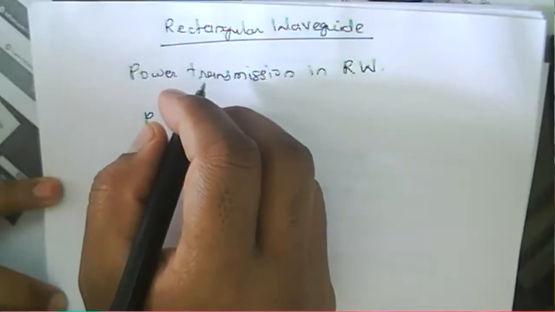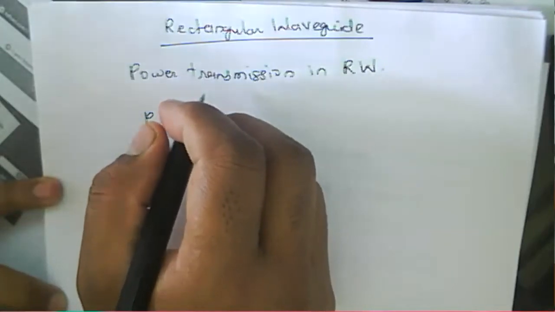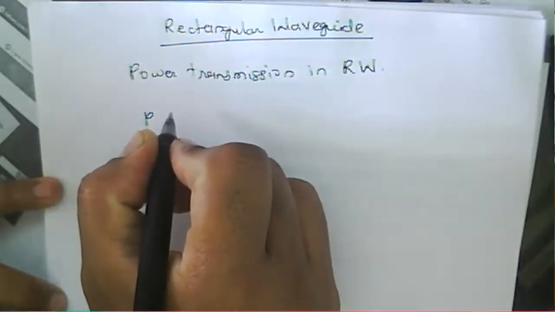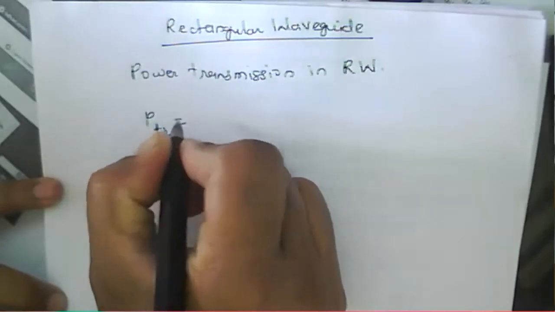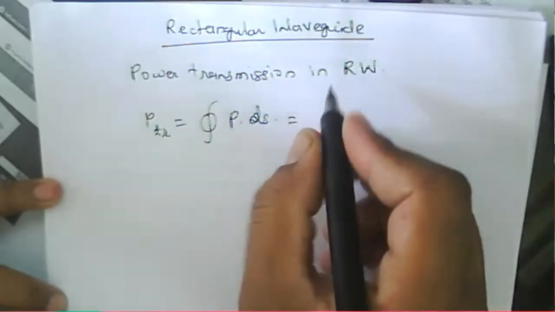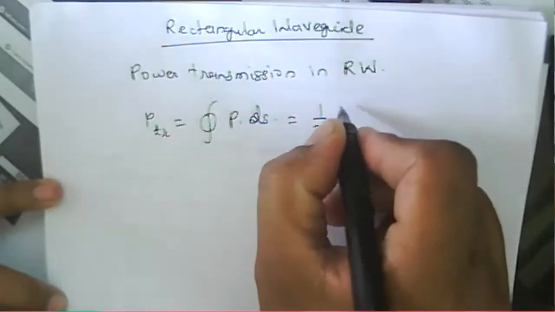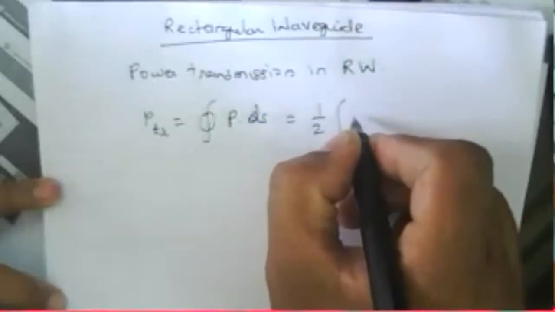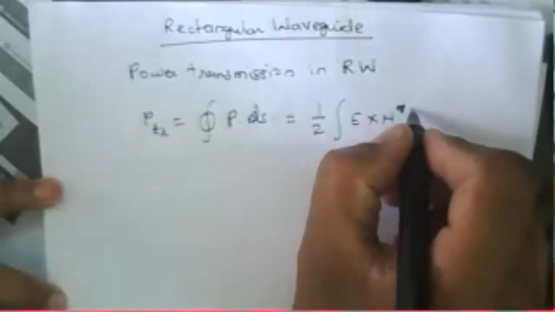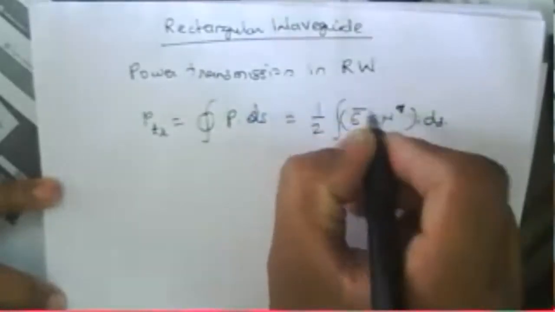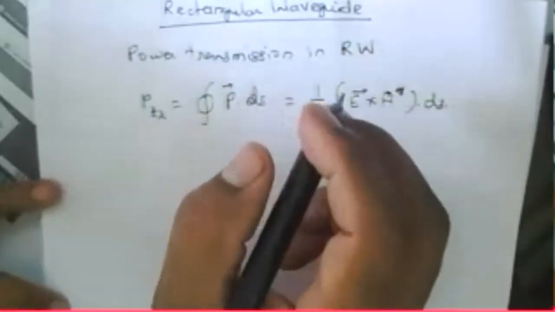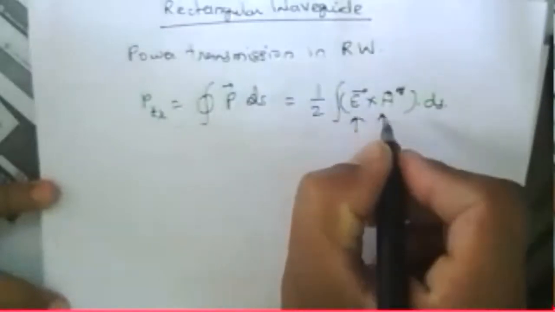So consider that the guide is perfectly terminated, there is no reflection, and the guide is infinitely long. In that case, we can obtain the power transmission for a given closed surface, the transmitted power, which is nothing but the Poynting vector, expressed in terms of E cross H complex conjugate into dS. This is a vector quantity. Power is again a vector. So we can obtain the various electric field and magnetic field components.